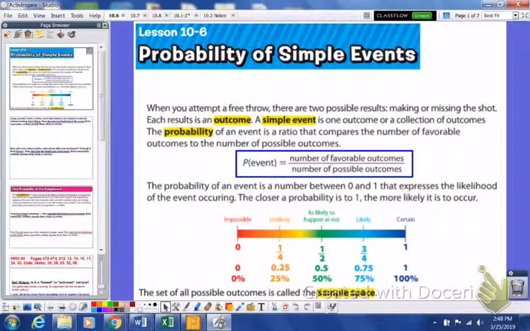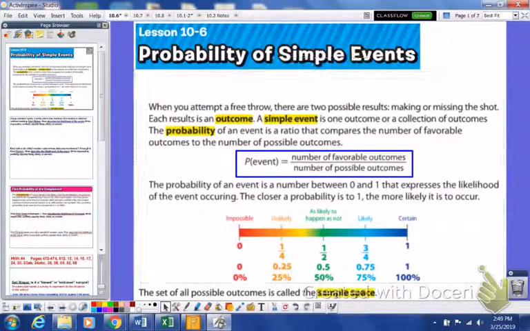if we have a 0%, it is impossible. 50% is equally likely and unlikely, and then 100% is certain. So in between each of these, from 0 to 50, it's unlikely. If our percent is from 50 to 100, it's likely. Now notice we have percentages. We also have the numbers, so 1, 0.75, 0.5, 0.25, and 0.